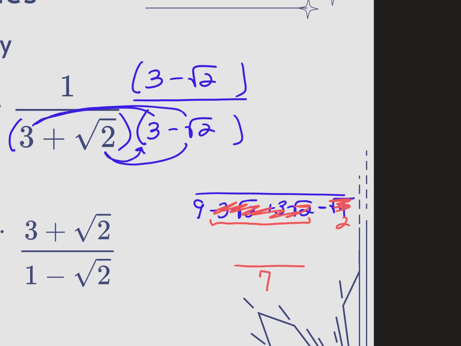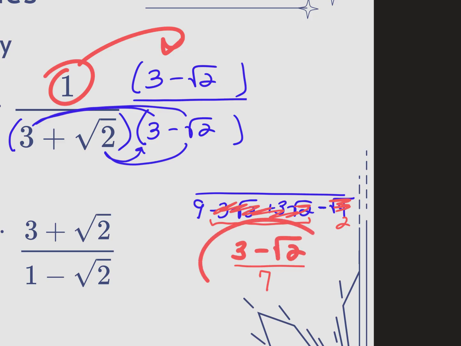Now in the numerator, I'm going to multiply 1 times this. What do I get? 3 minus the square root of 2. And there's your answer.